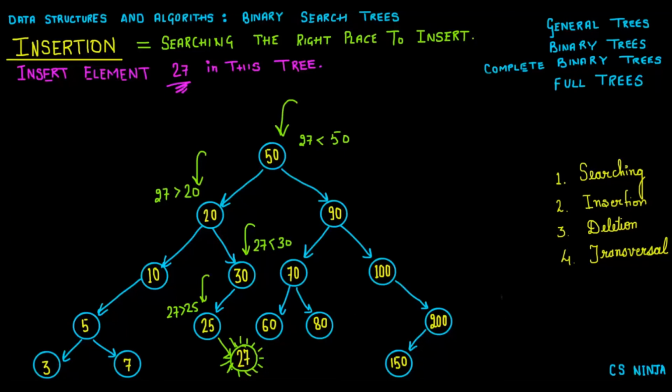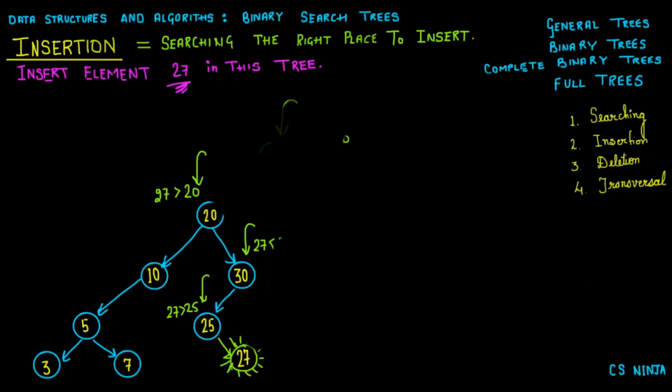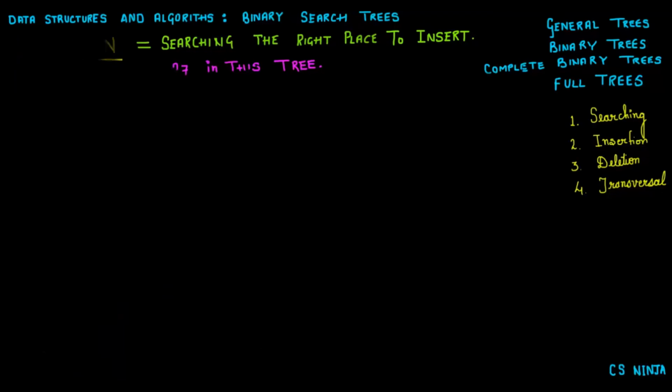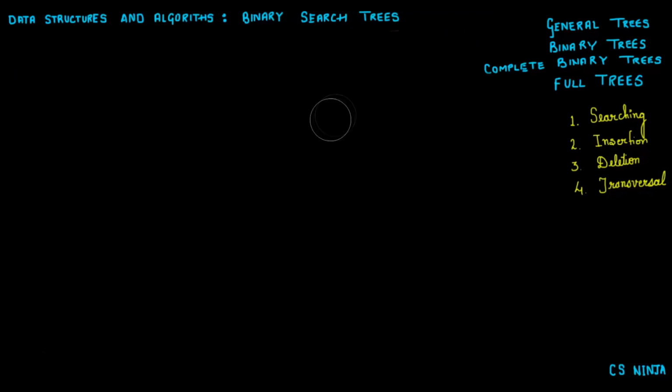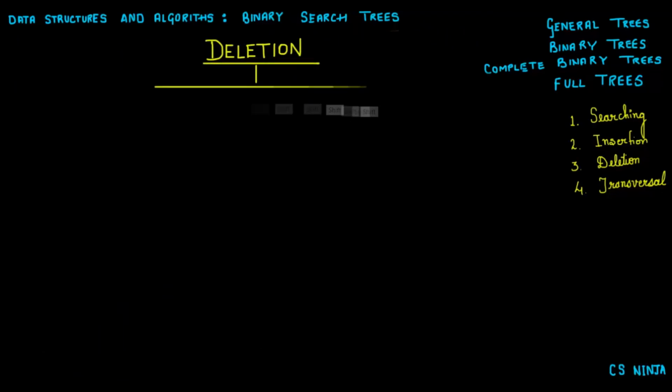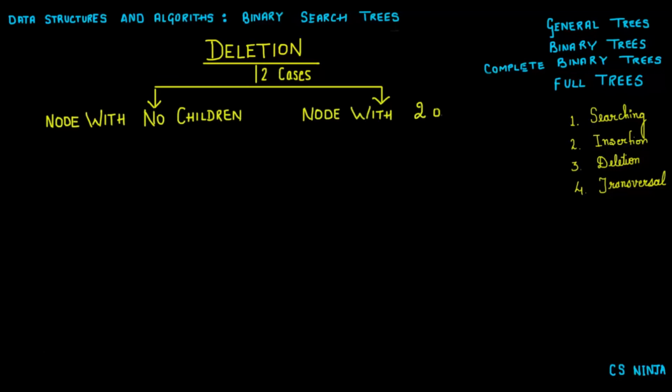Now your homework will be to insert element 11 in this tree and comment down below what your traversed nodes were. Now it's time to learn deletion in BST, but deletion is a bit trickier than insertion. In fact, it has two cases which we have to learn separately, and those are deleting a node with no children and deleting a node with one or more children.